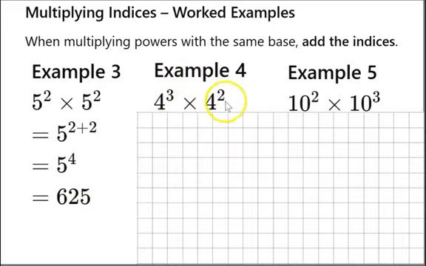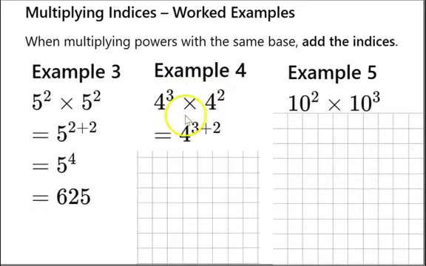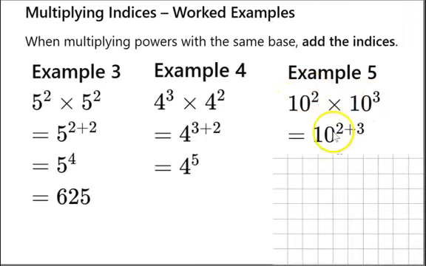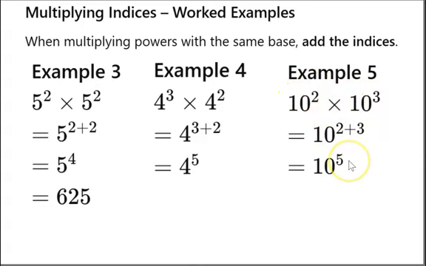4 to the power 3 times 4 to the power 2. Multiplying powers with the same base, we add the powers. 4 to the power 3 plus 2, which is 4 to the power 5. And then 10 to the power 2 times 10 to the power 3. Multiplying powers with the same base, we add the powers. So we get 10 to the power of 2 plus 3, which is 10 to the power of 5.